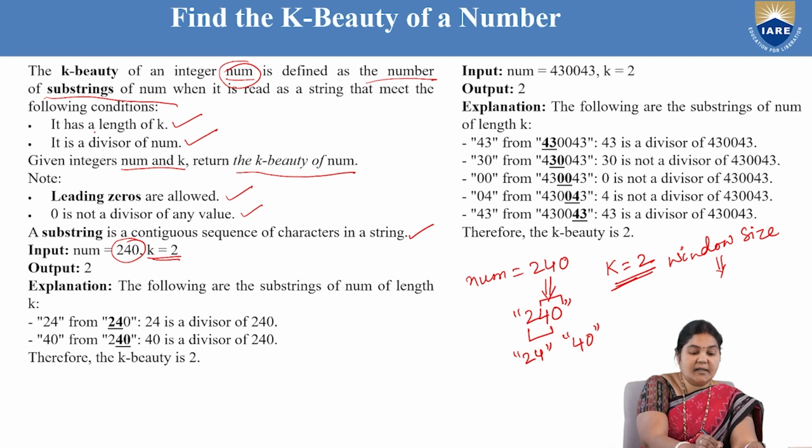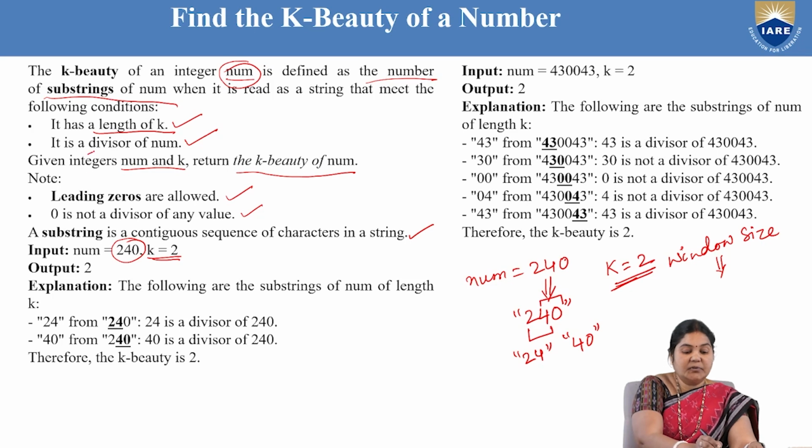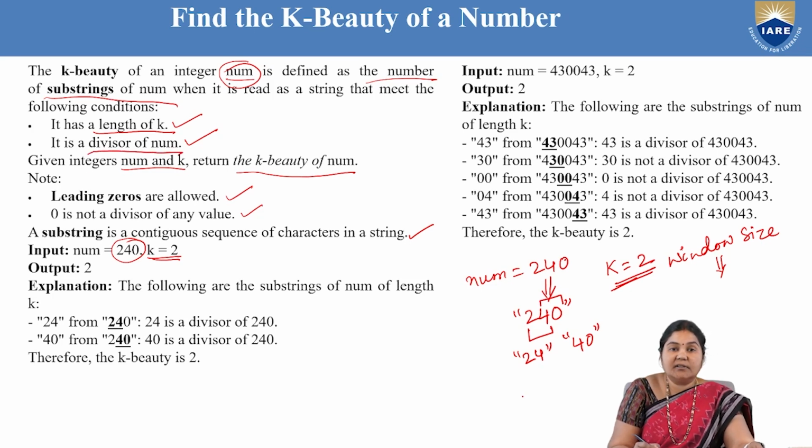What will we check? We have divided the number into substrings of length k. Then we have to check whether each is a divisor of num. What is my original num? 240 is my original number. How will I check?